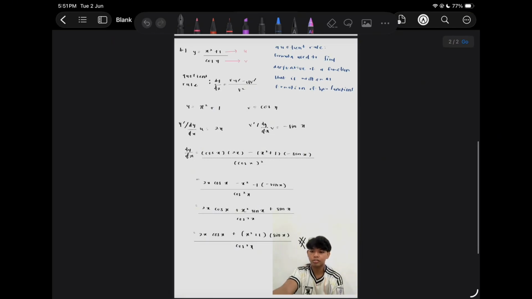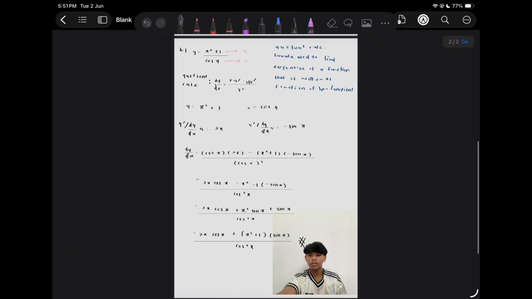Differentiate x squared plus 1: the x to the power of 2 minus 1 becomes x to the power of 1, and the 2 will come up front. So 2 times x becomes 2x, and the 1 vanishes. So u prime is 2x, and v prime is negative sin x, since differentiating cos gives negative sin.